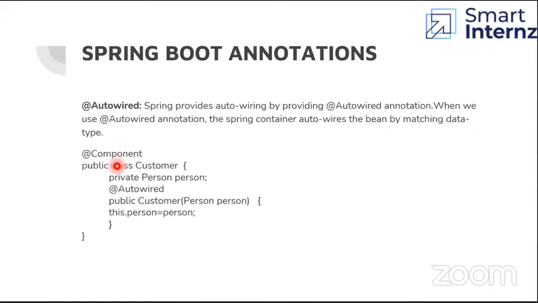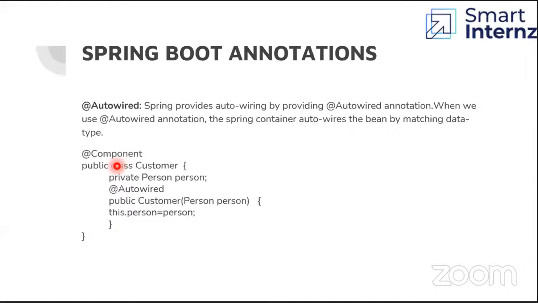And next we have the autowired annotation. This autowired annotation is what implements dependency injection. When you use this autowired annotation, Spring Boot will actually provide or inject the object that is needed. So this autowired annotation provides you with dependency injection.